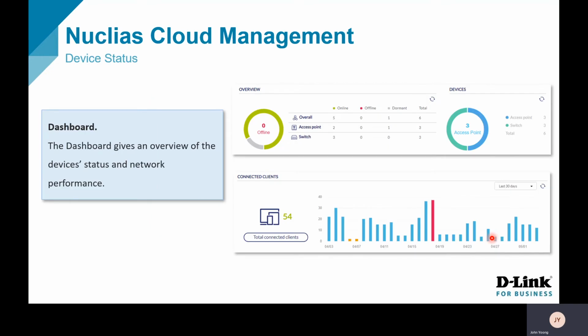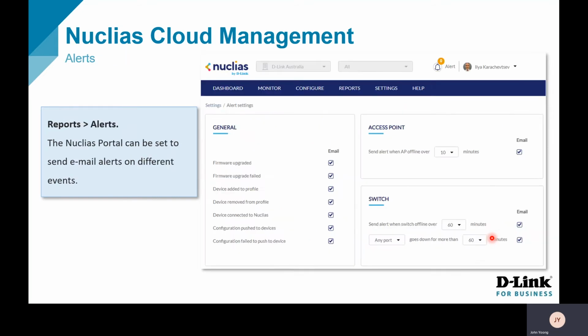For Nuclias Cloud, you will be able to see the device status through the dashboard very easily. Next, of course, you have the alerts. You can set up the alerts to trigger through email, for example if a firmware upgrade fails or succeeds, or you add a device, or you push down a profile, or even for the AP and switch to be offline during a certain period or duration, we will send you the email. So you can set the threshold yourself through the alerts setting inside the Nuclias Cloud.